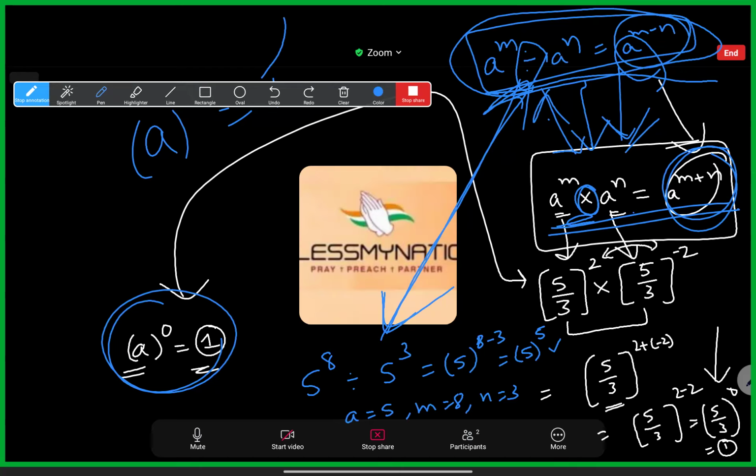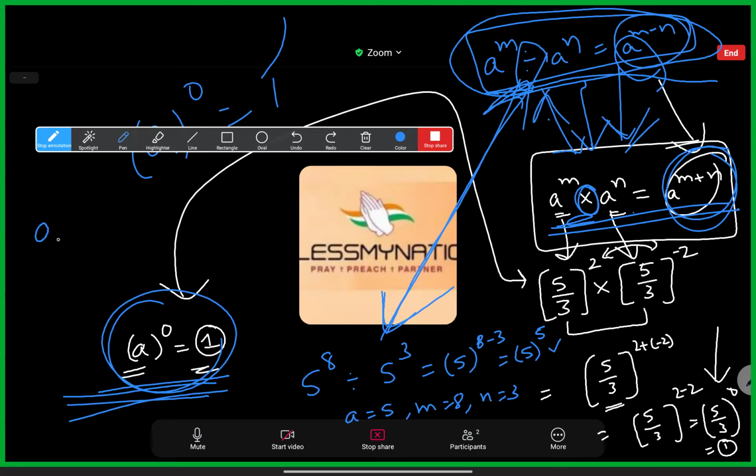Okay. And finally, a power 0 is 1. One more. Last one is over. Final law of exponent: a power minus n. Whenever you see a base with negative power, just this base gets reciprocated.